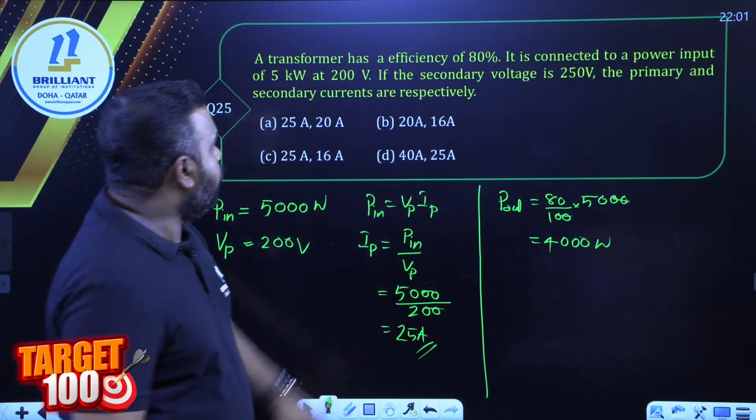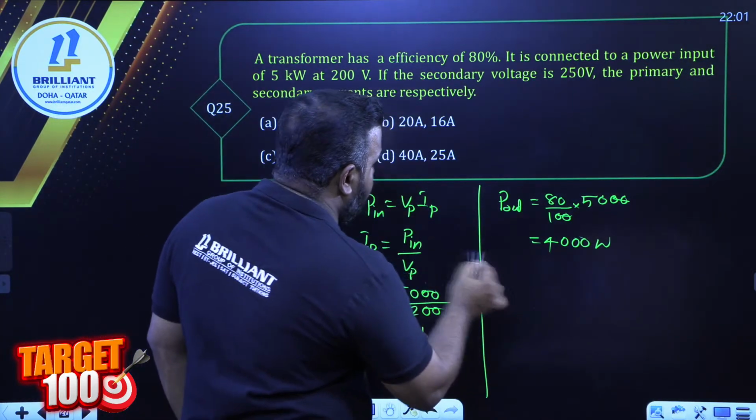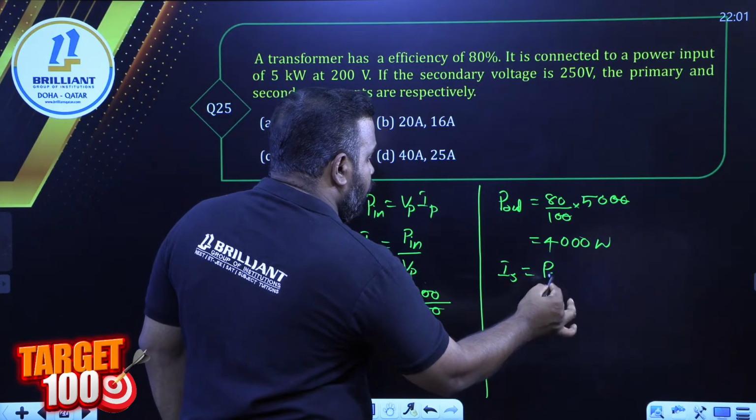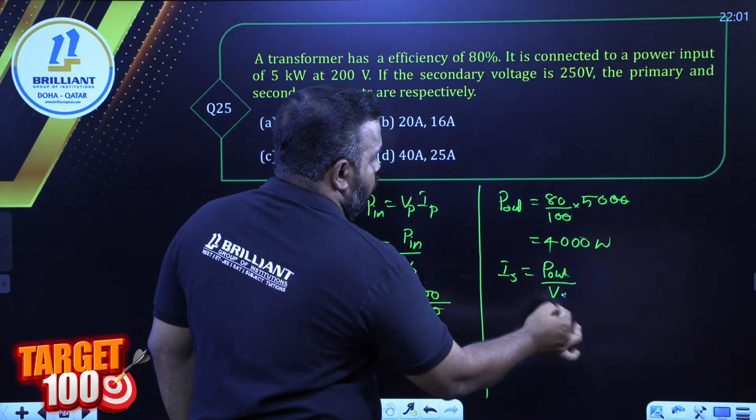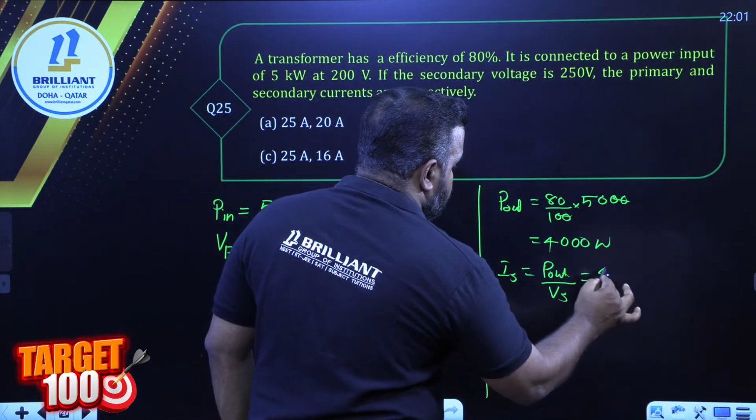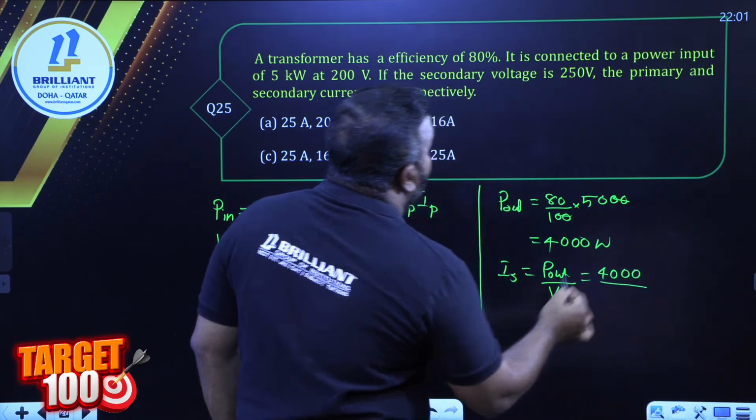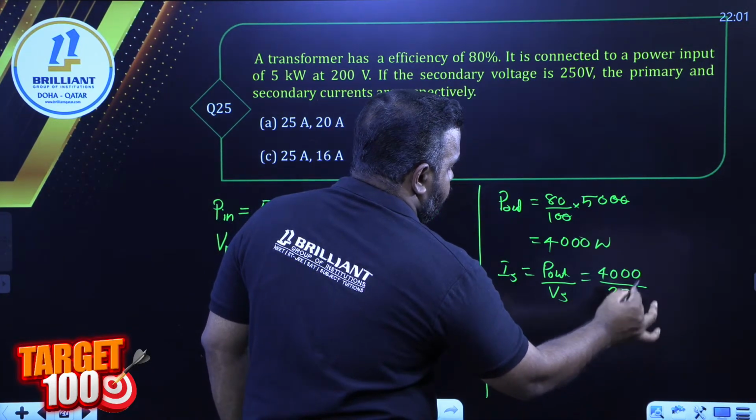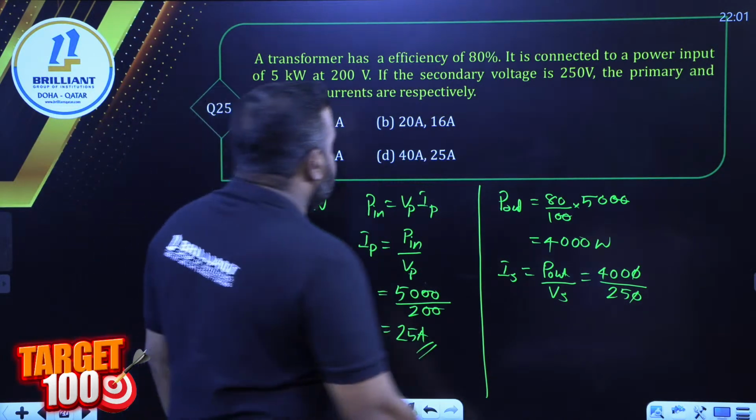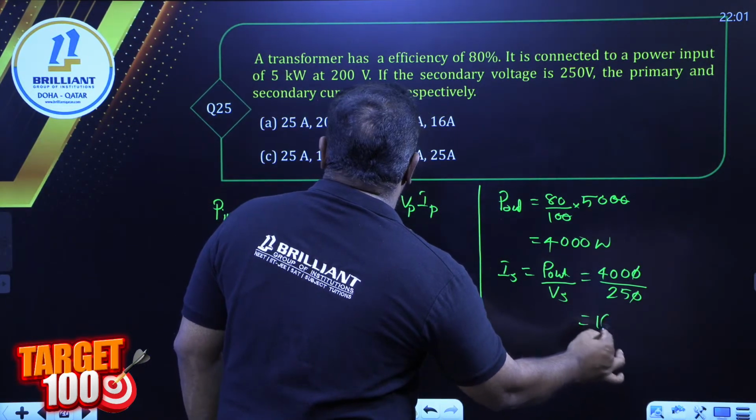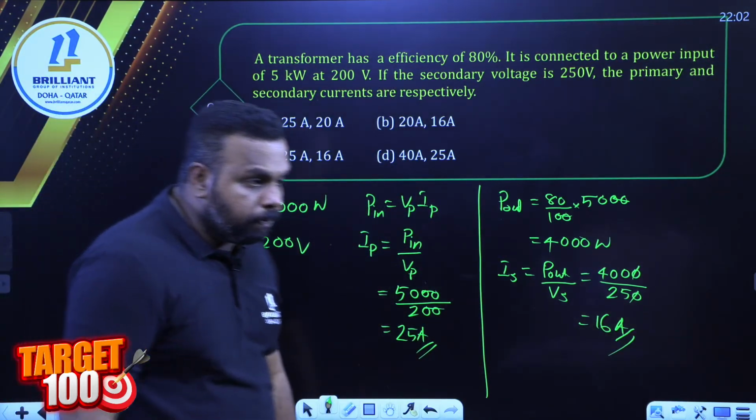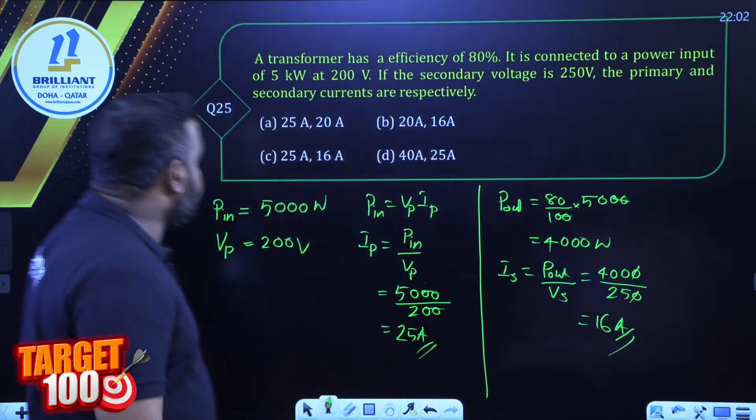They are asking us to find the secondary current. So again we can use the same idea. IS, secondary current, will be P out by Vs, secondary voltage. What is P out? 4000. Secondary voltage is given as 250. So 400 by 25, it will be 16 ampere. I got the answer. Which option? Option C, right answer.